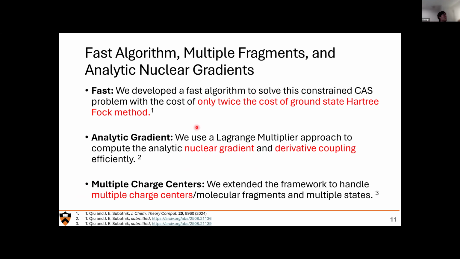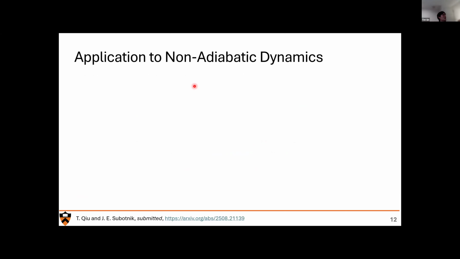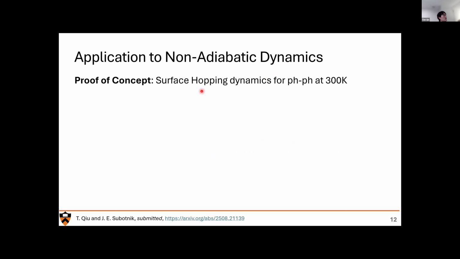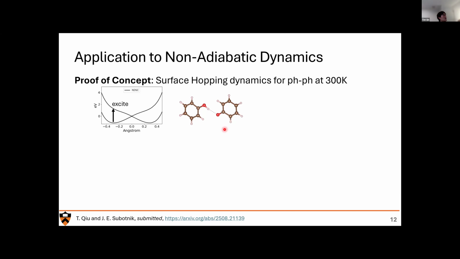Now with all these pieces, here I'll show you one example as a proof of concept that we can indeed run non-adiabatic dynamics, where I performed a surface hopping dynamics simulation for the proton transfer in this phenoxyl-phenol ring, where we prepare the system first in its fully relaxed state, and then we excite it to the first electronic excited state, and then let the system evolve.